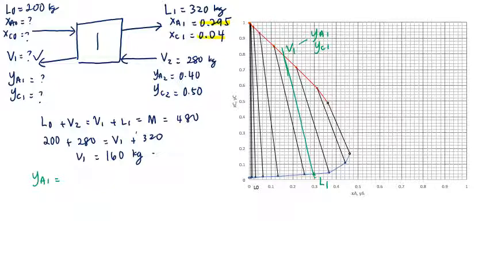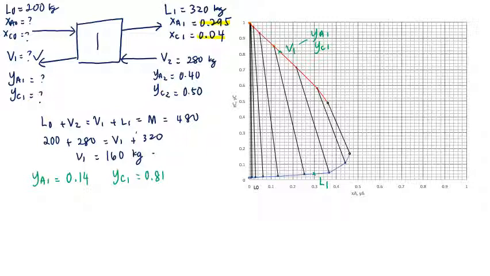Okay, this is what you are supposed to get if you do the plotting correctly. Mine may have a little bit of error because I'm using a computer and the plotting is not so smooth. But these are the numbers that you should get if you plot correctly. And YC1 should be around 0.81. So ideally, the point should be here, 0.14 and 0.81. Okay, that gives you V1.